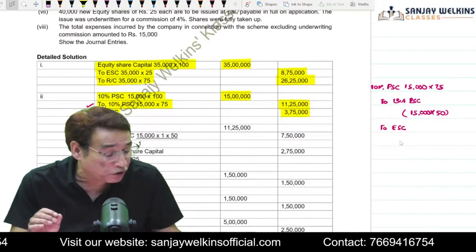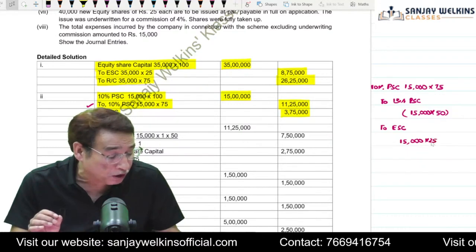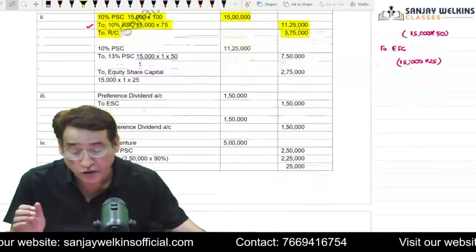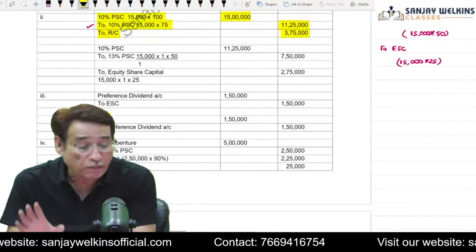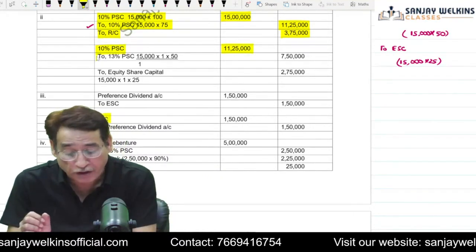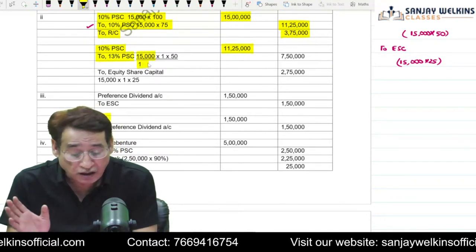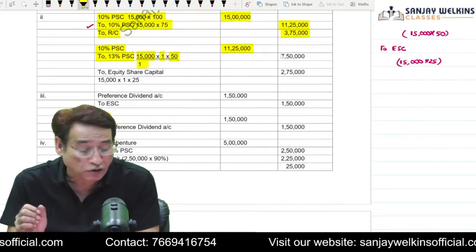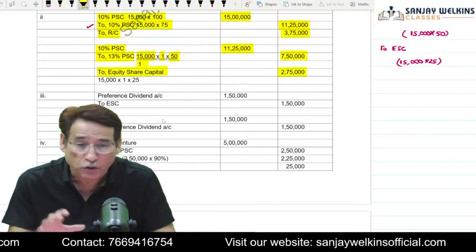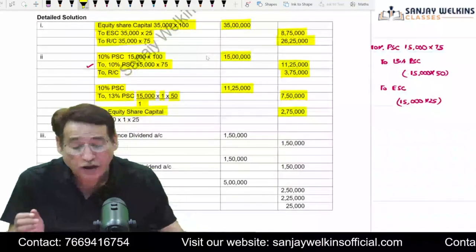So these preference shareholders are also being given 15,000 equity shares to the extent of 25. So this will be the entry. Here I have written this particular entry. You can see, first I have reduced the preference share capital. Then I have written this entry: 10% preference share capital account, 11,25,000, to 13% preference share capital. There are 15,000 preference shares. Each share will get one new preference share at the rate of 50, that is 7,50,000, and then equity share capital, 15,000 into 25, 3,75,000. You can combine both these entries. If you want to just pass a single entry, what entry are you going to pass?